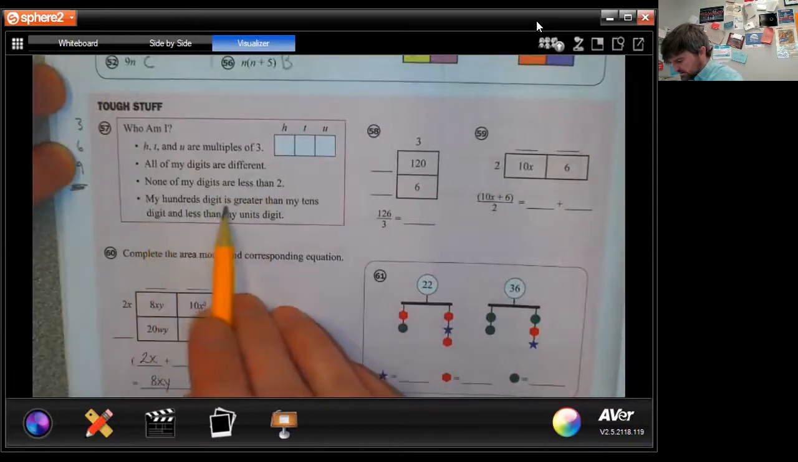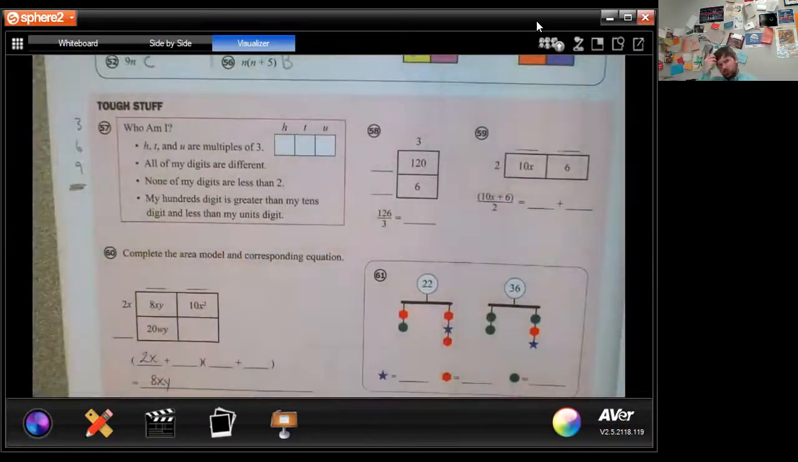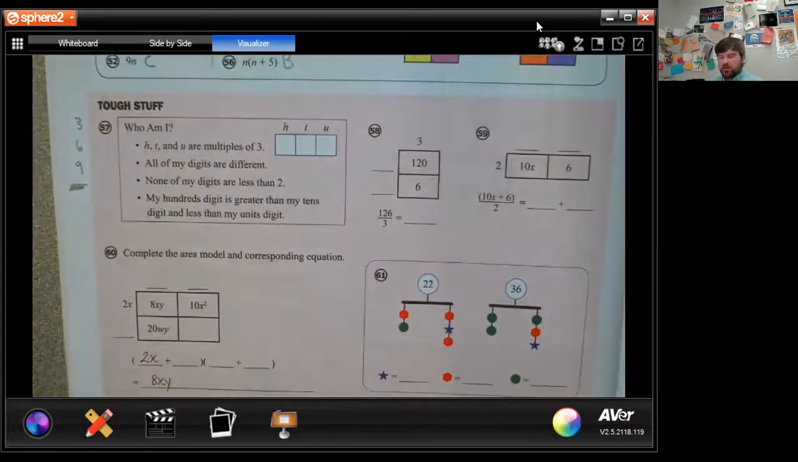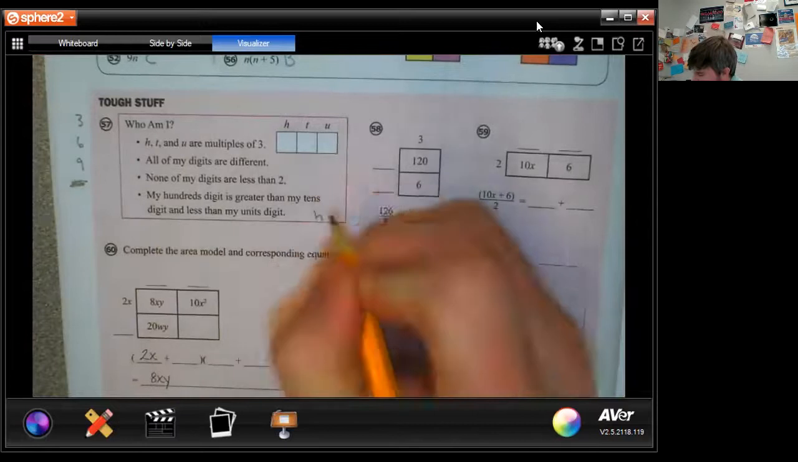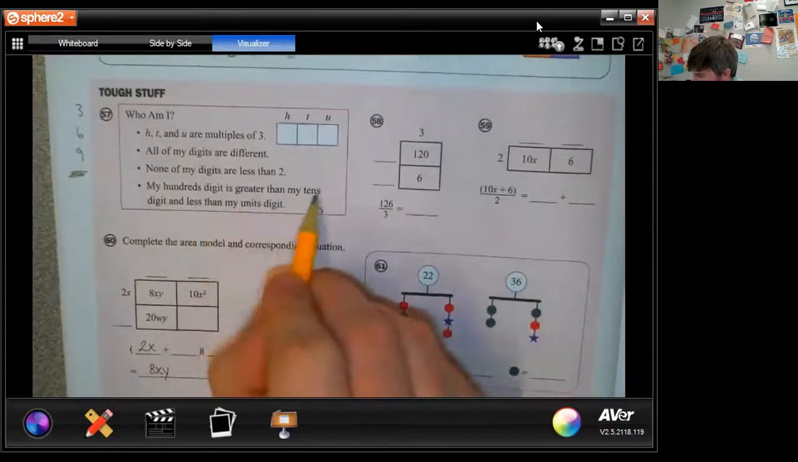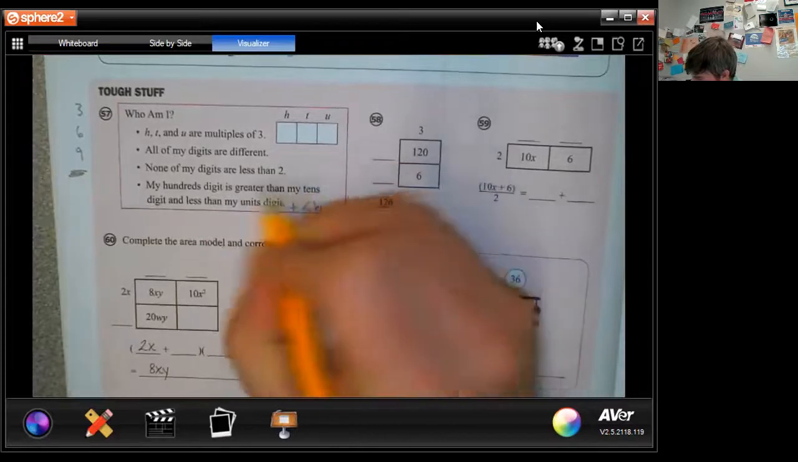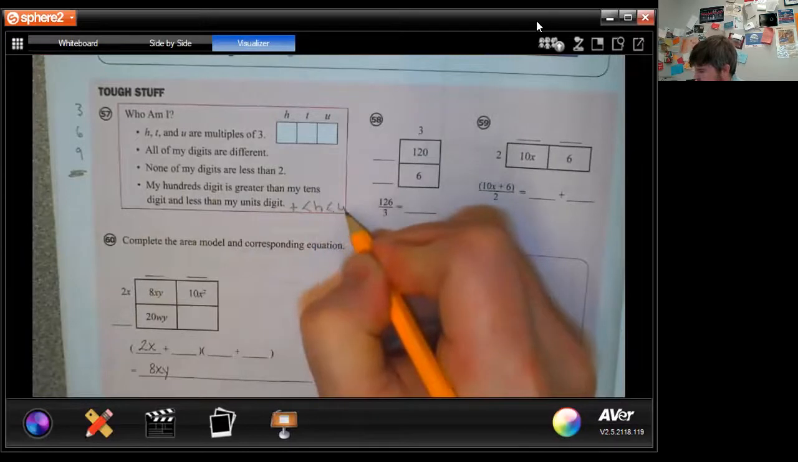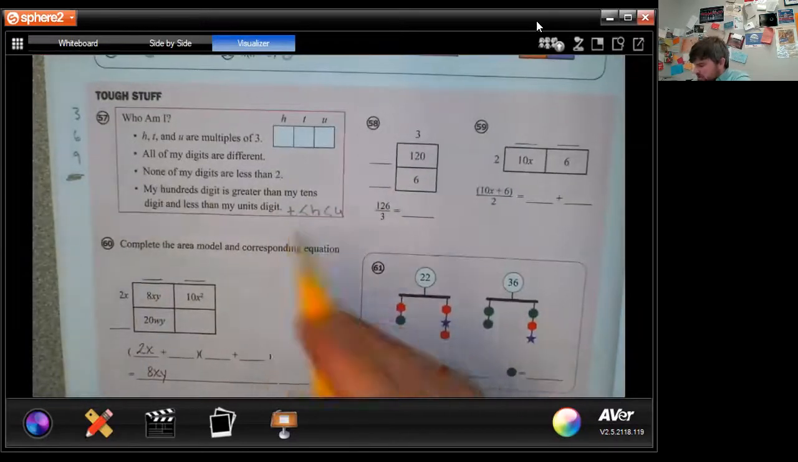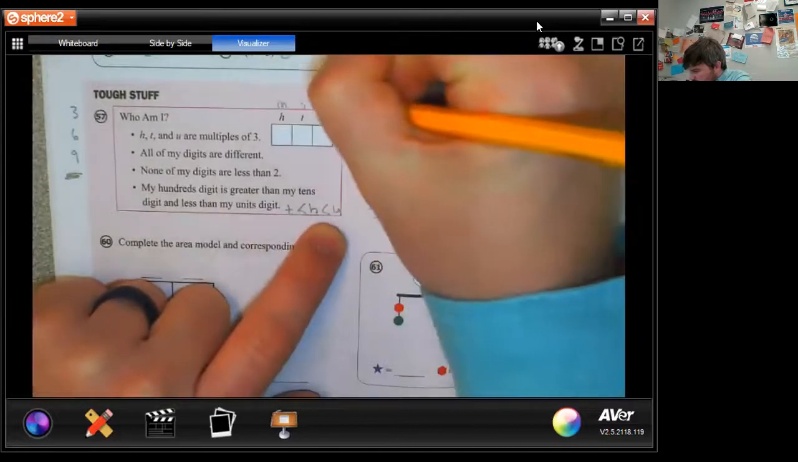My hundreds digit is greater than my tens digit and less than my units digit. Whew, that's a hard one. Okay, so my hundreds digit, so H, is greater than my tens digit, and less than my units digit. So it goes, the smallest is T, so small, medium, large.